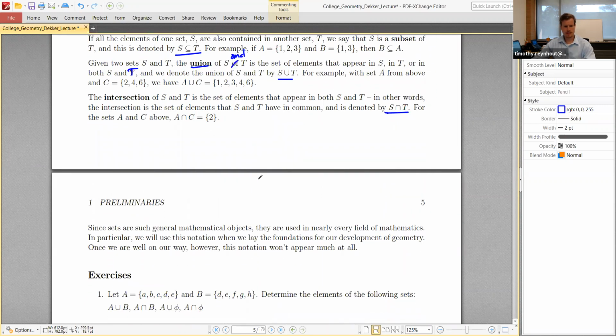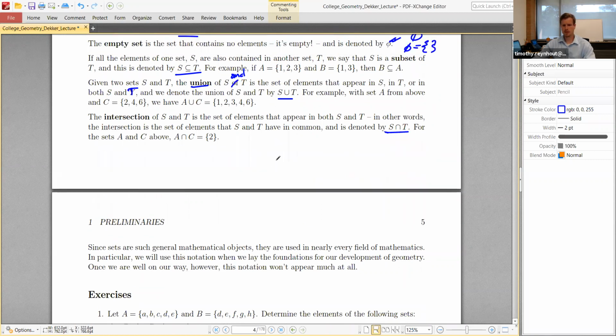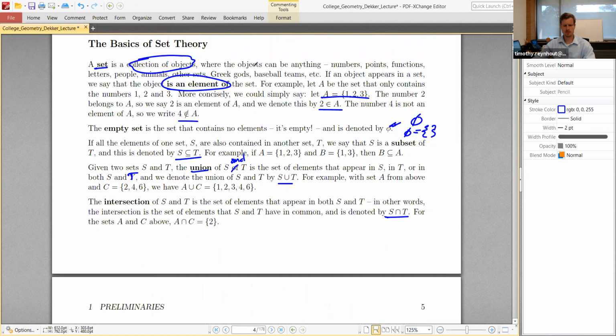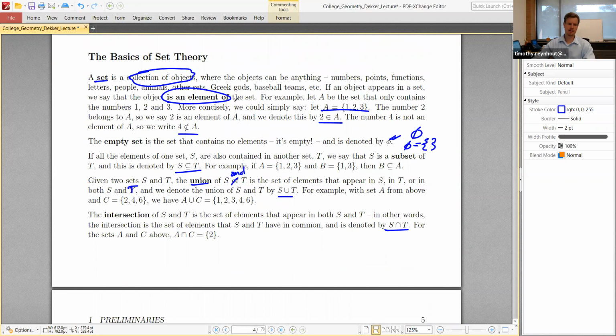This is, again, something that I think that you guys are familiar with. So we just want to make sure or remind ourselves of what a set is, how we can designate elements of a set, how we can denote something as not an element of the set, what is the empty set, unions, and intersections.